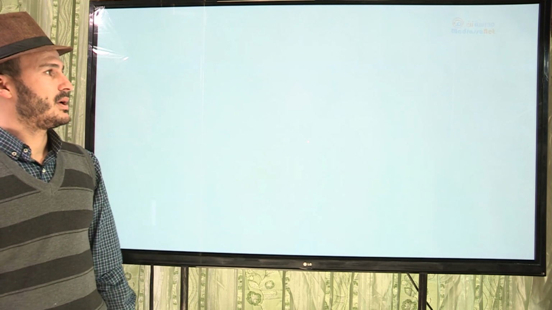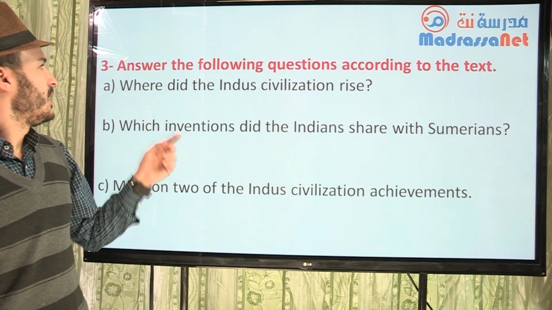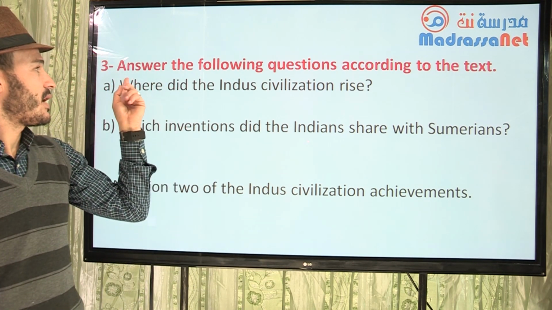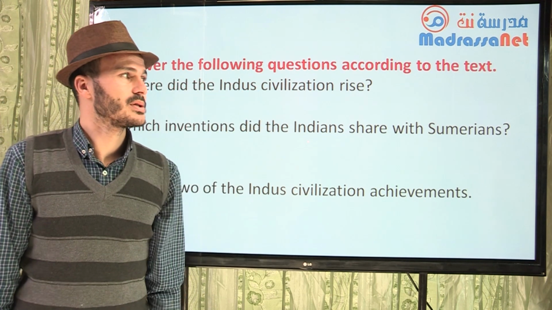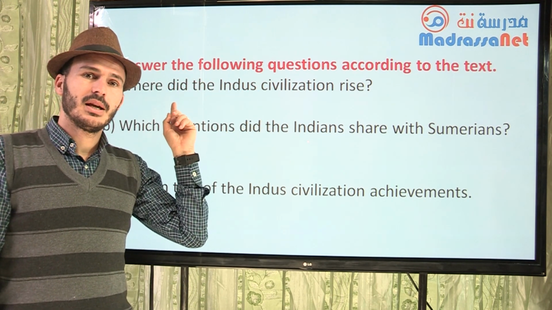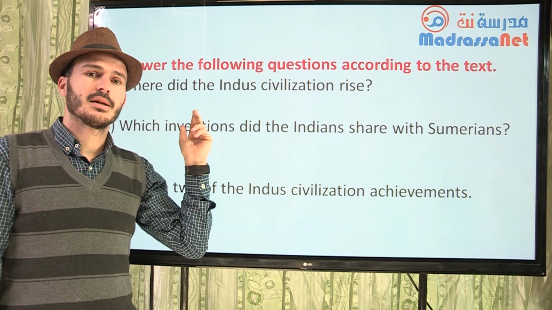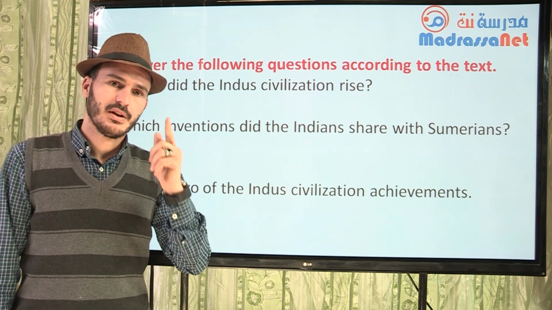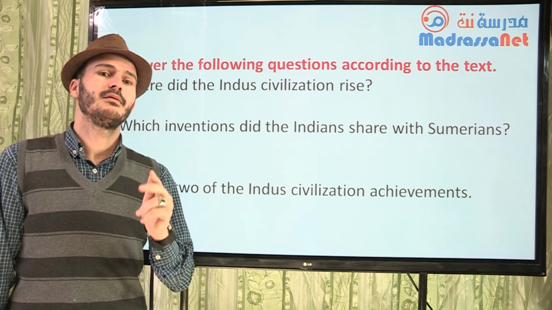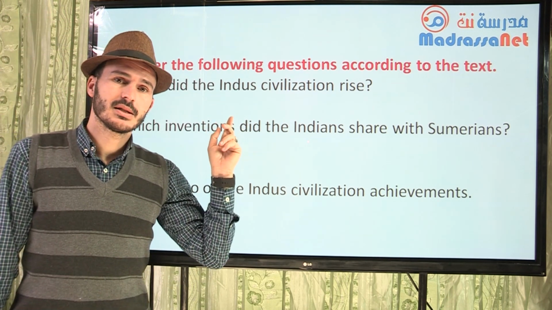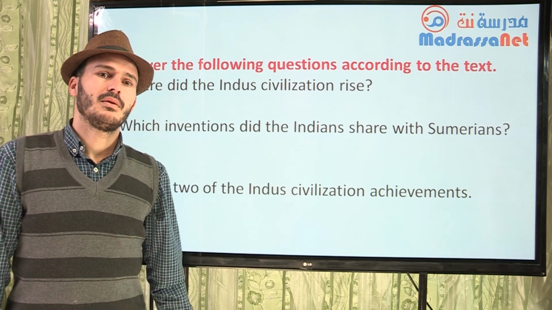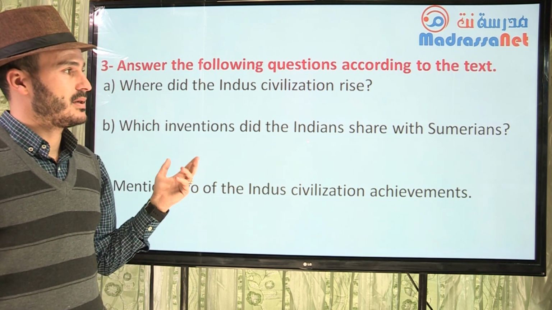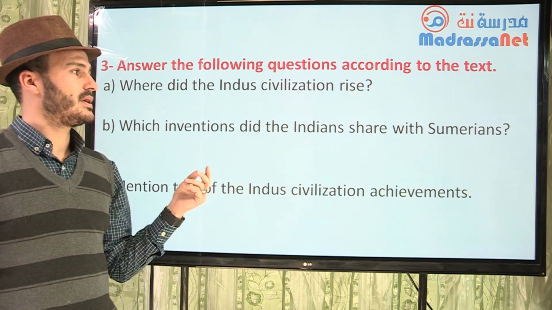We move on to the next activity, which is all about answering questions. Here you have the instruction: Answer the following questions according to the text. This activity takes you back to the text between your hands. It is a set of questions whose answers are in the text. So check the text between your hands for the answers to these questions.